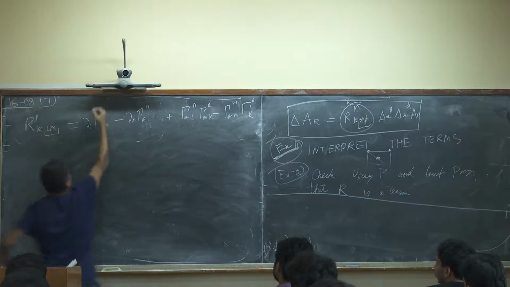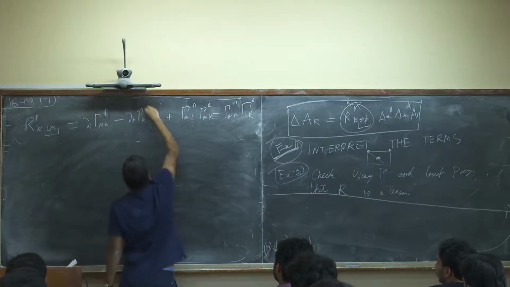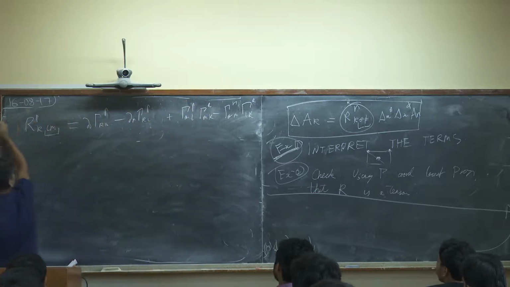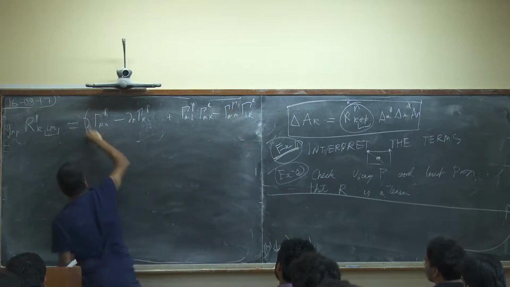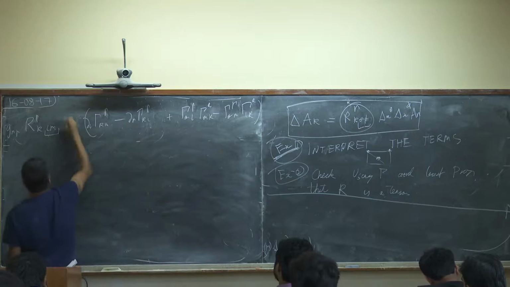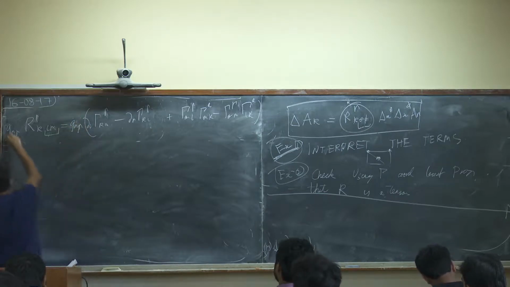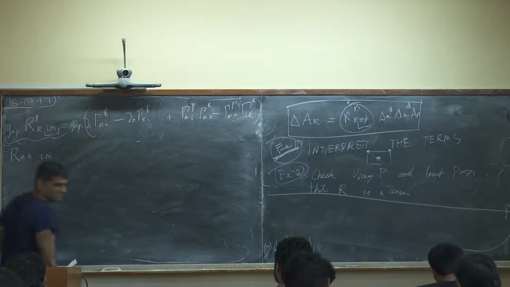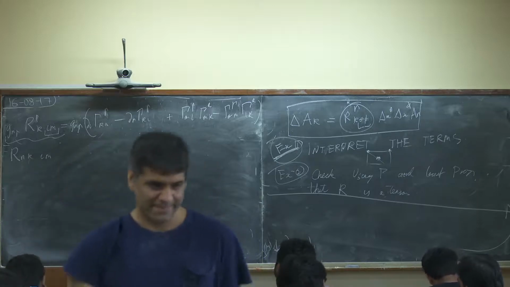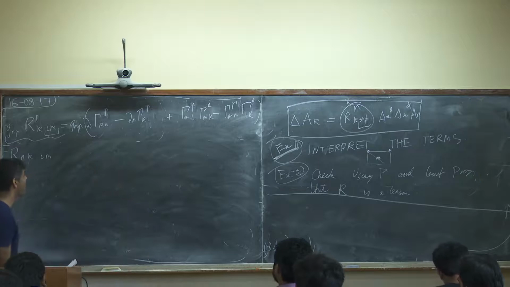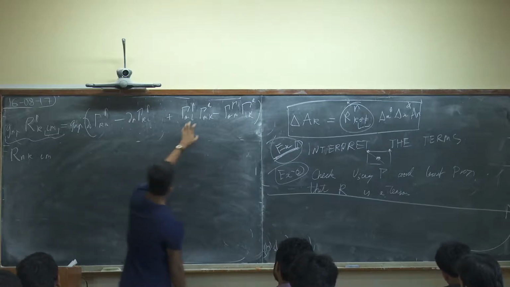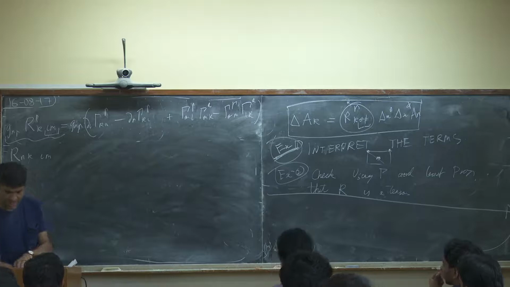So let's call this guy P, and multiply this whole thing by G_{NP}. And this whole thing by definition is R_{NKLM}. And what I want is an expression for this R_{NKLM}. Now, this part of the expression I'm not going to touch.